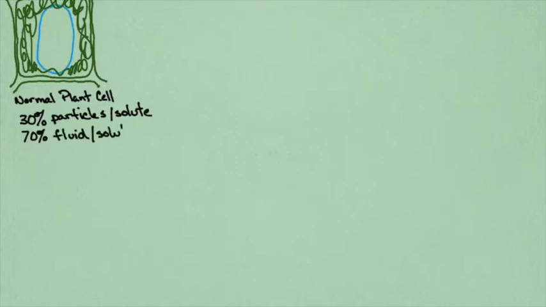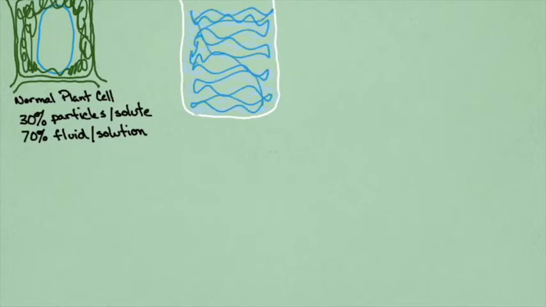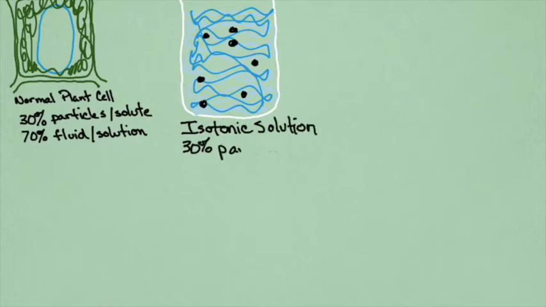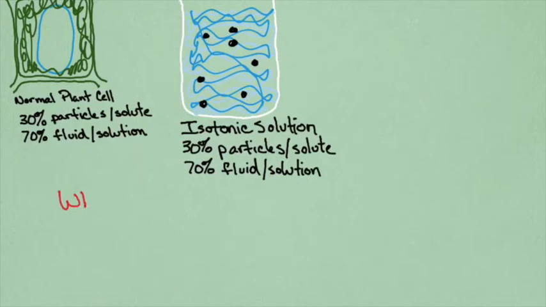Now let's see what happens when we take the same normal cell. It has 30% particles or solute and 70% water or fluid or solution. Okay? And again, we're going to put it into a beaker. And that beaker has the exact same amount of particles, 30% particles or solute and 70% fluid or solution. Okay, so like always, we see which one has more fluid.